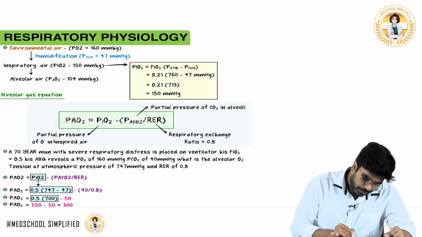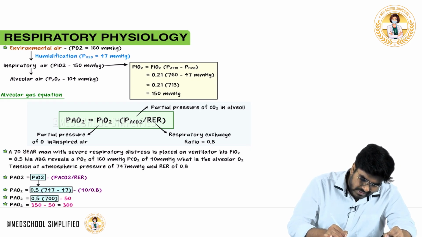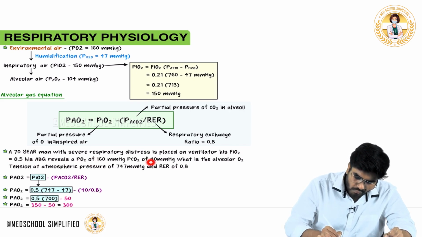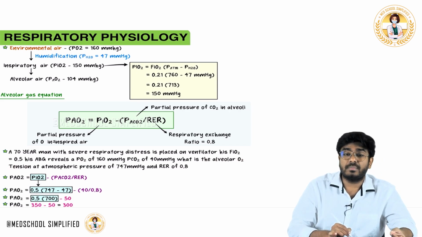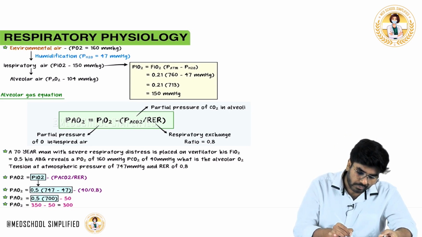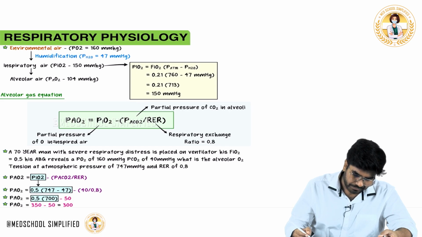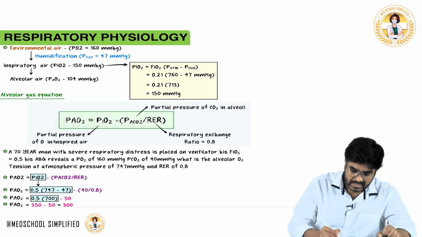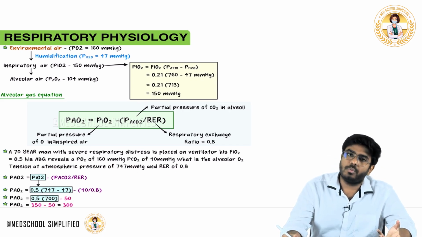Now let's see this one question. A 70-year-old man with severe respiratory distress is placed on the ventilator. His FiO2 is 0.5 and his ABG reveals a PO2 of 160 mmHg, PCO2 of 40 mmHg. What is the alveolar oxygen tension? Alveolar oxygen tension means the partial pressure of oxygen in the alveolus. So which formula do we have to use? We have to use the alveolar gas equation. The atmospheric pressure in this case is given as 747 mmHg and the respiratory exchange ratio is 0.8.